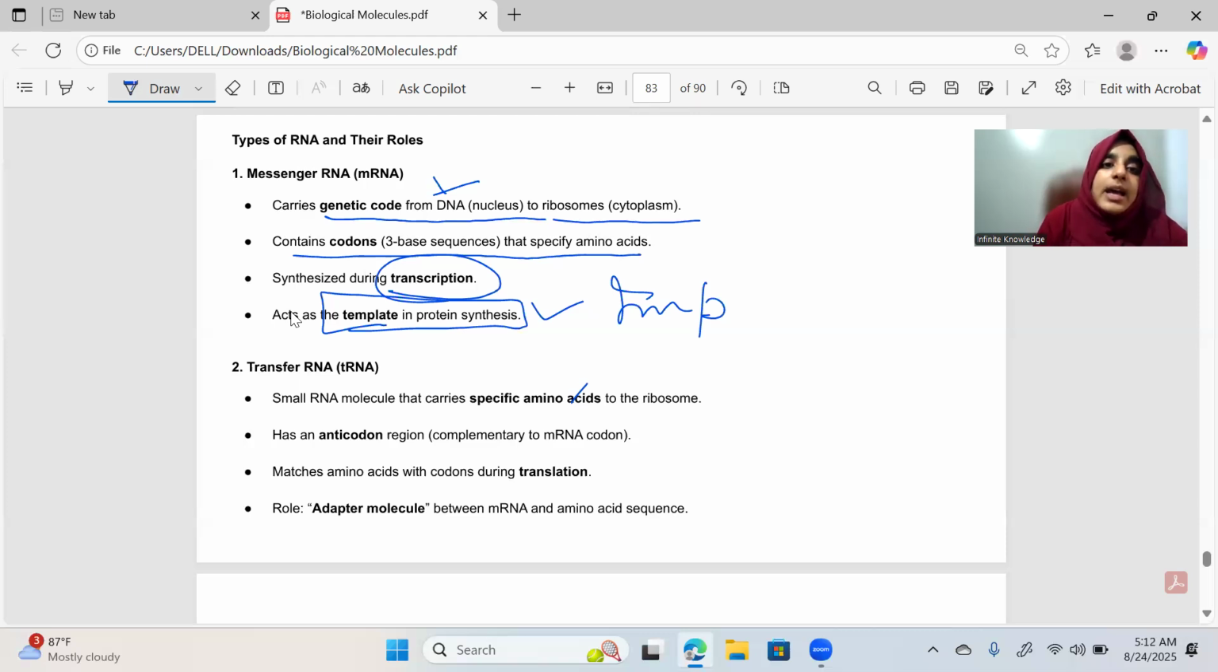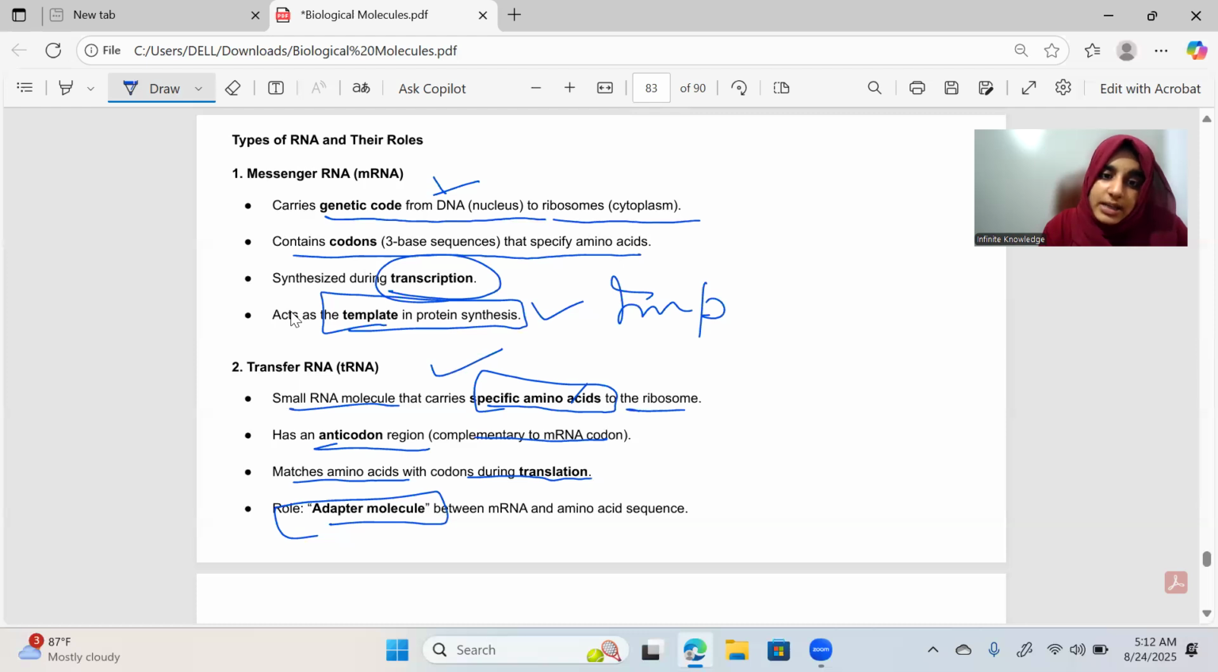What it does is that it helps to transfer the code. And what is transfer RNA? It is a small RNA molecule that carries specific amino acids to the ribosome. It does not help in the transfer of genes. It does not act as a template of protein synthesis, but it helps in the transfer of specific amino acids. It has an anticodon region which is complementary to the messenger RNA codon, and it matches the amino acids with the codon during translation. The role is the adapter molecule between messenger RNA and amino acid sequence. It acts like an adapter molecule between the messenger RNA and the amino acid sequence.